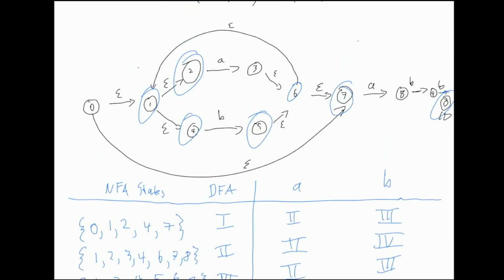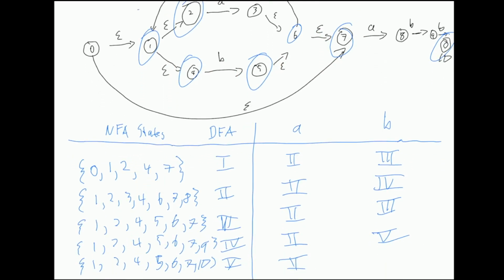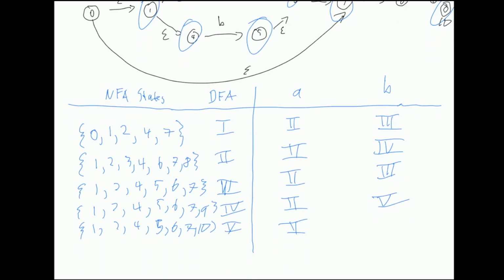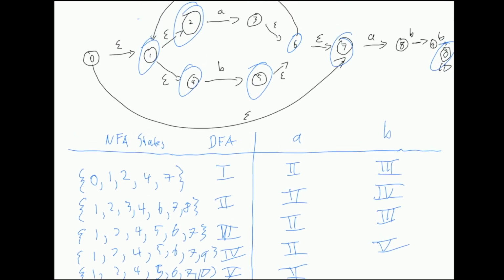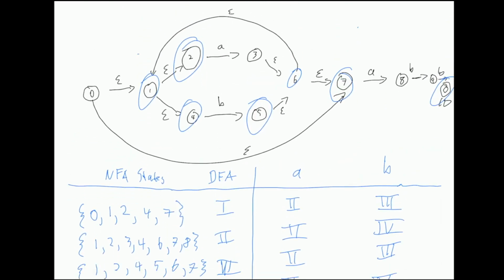And what about if we see B from these states? What states can we enter if we see B? So 1 doesn't go anywhere with B, 2 doesn't go anywhere with B, 5 doesn't go anywhere with B, 7 doesn't go anywhere with B, 4 goes to 5, and I believe we've seen that before as well, right? We've seen 4 going to 5. And so, well, let me compute it out.